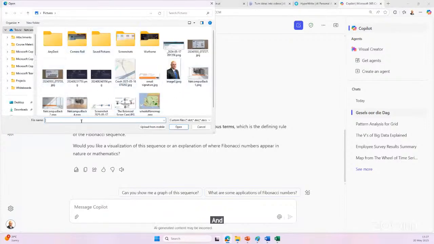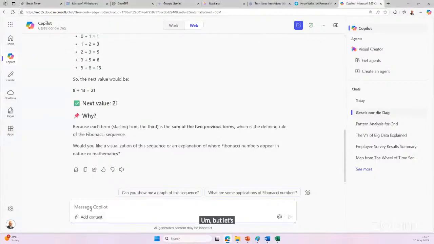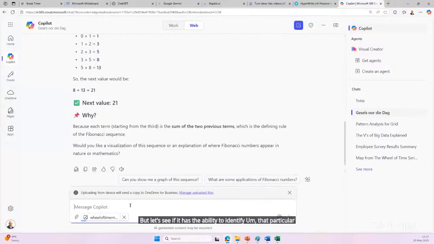And then what we'll do is let's take that image over there. So this is a fictitious image. This is a fictitious map. It is not a map that was part of planet Earth, so to speak. But let's see if it has the ability to identify that particular image. All right. So we'll say, where is the attached image from? And please provide a summary thereof.